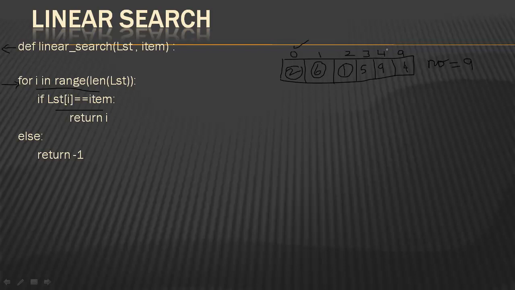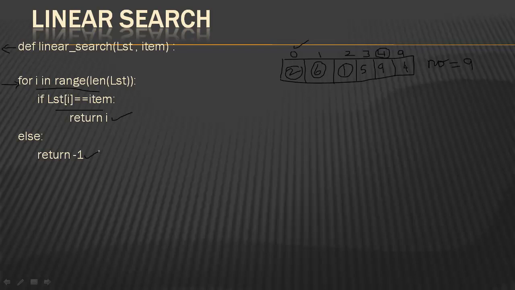I found 9 at location 4. So this is the value that is going to be returned, that is, if the element exists. If the element doesn't exist, I plan to return -1. So what is this function doing? This function is searching for an element in a list. If the element exists, return the location of the element, otherwise return -1.